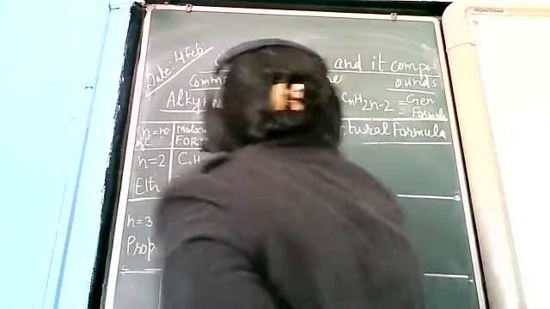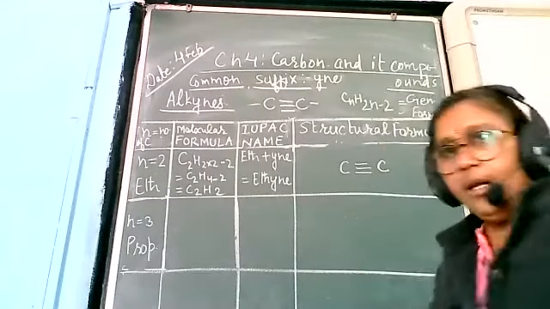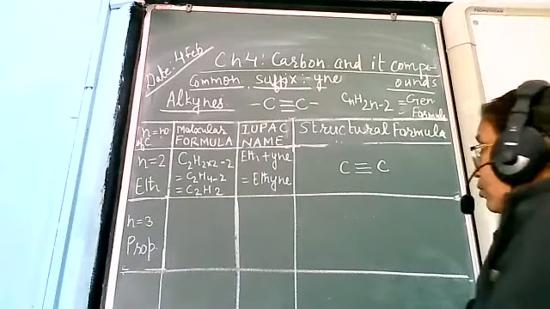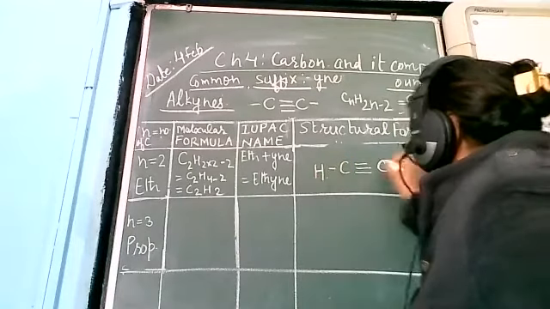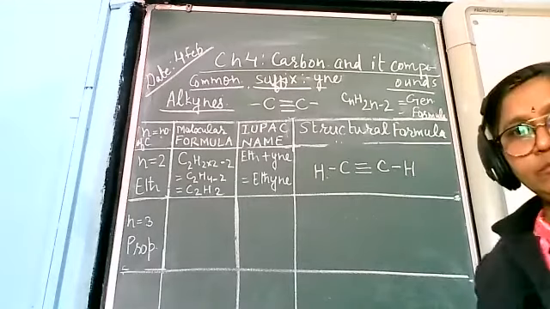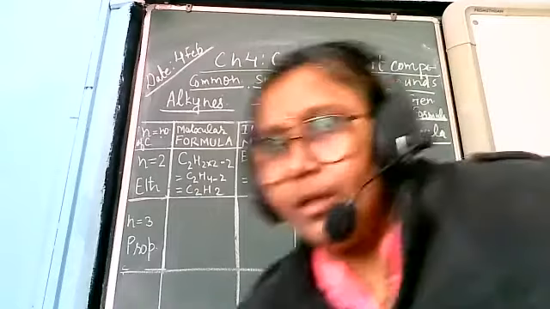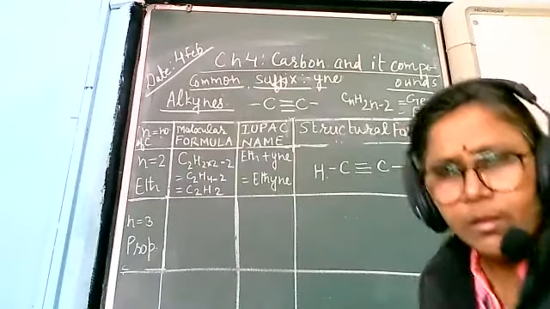How to write the structural formula? Again, a triple bond between carbon atoms, first carbon and second carbon, and then writing the hydrogen. So how many hydrogen with A? 1. How many hydrogen with B? 1. Agree? Okay. Now we will write the next formula.